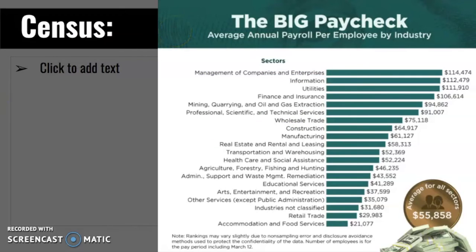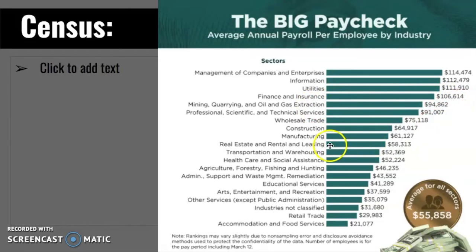All right, so I have more census stuff for us to look at, but this has to do with money and education to kind of wrap it up. Now, this is a nice infographic that the US Census created just on paycheck and money based on the jobs. So you can look at the different sectors, management and enterprises. This would be the average annual salary. Utilities, over 100 grand. Finance and insurance, over 100 grand. Mining, oil, gas extraction, 94 grand.